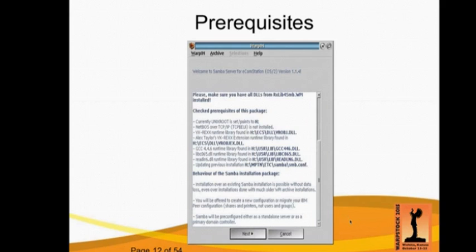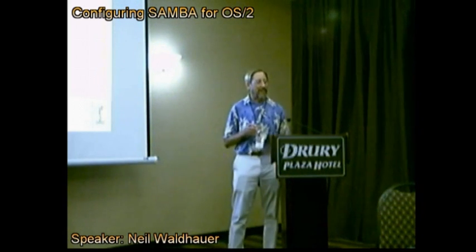It says you'll be offered to create a new configuration or migrate your IBM Peer configuration. I have not tried this migration, and I don't think it's worth it. I probably wouldn't do that, unless you've got 50 users already configured in IBM Peer. It doesn't do users, though. It does do users and groups. So it just migrates the shares. Yeah, and my experience is those are kind of finicky.